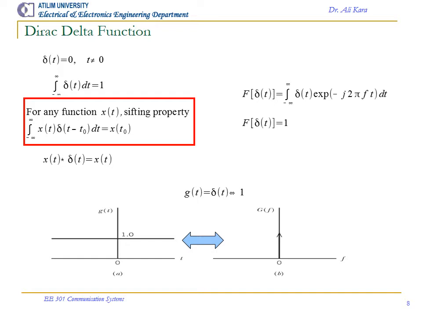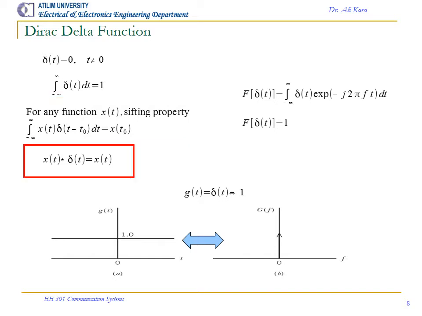It is also called the sifting property. As you can see, the Dirac delta function sifted the continuous-time function x of t so that the outcome is x of t0, t0 being any time point on the time axis. Noting that the delta function is an even function, we may write x of t convolved with Dirac delta of t is equal to x of t.